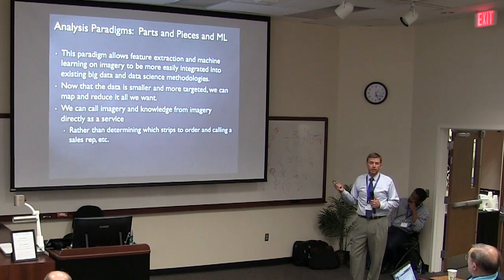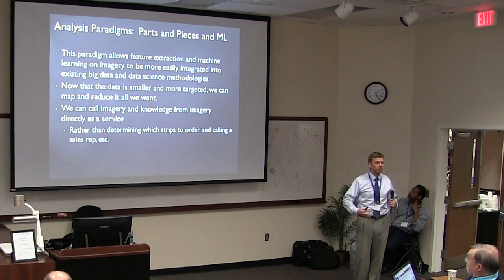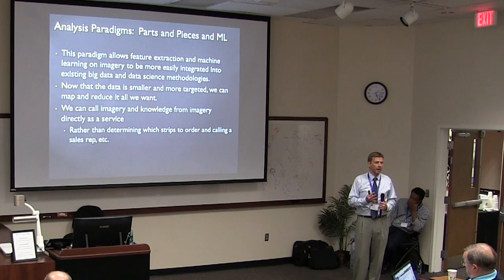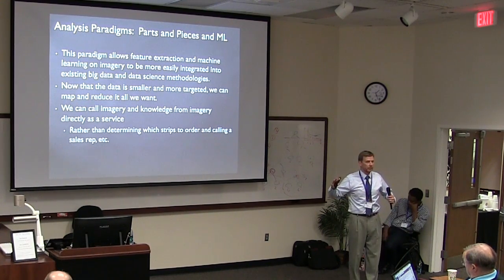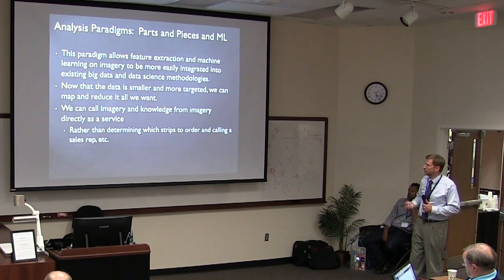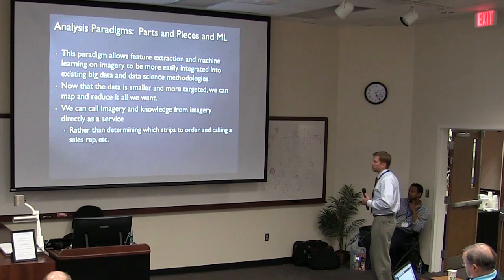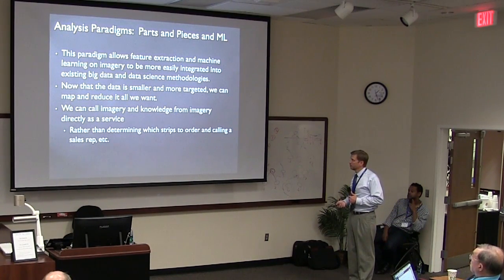And so this paradigm of parts and pieces in machine learning supports feature extraction, but it's also much easier to integrate into a traditional data science or big data process. You're running all these things in Hadoop or Spark or whatever. You've got 1 billion processes and 100,000 of those need something. So 100,000 little requests go in for little tiles and then come back and you get the data. So it's set up to integrate into more of a traditional data science process. And now that the data is smaller, we can map it and reduce it all we want, which is very hard to do with big data.